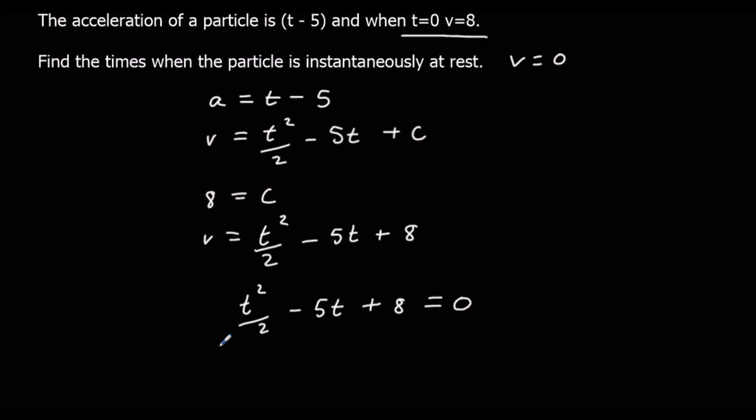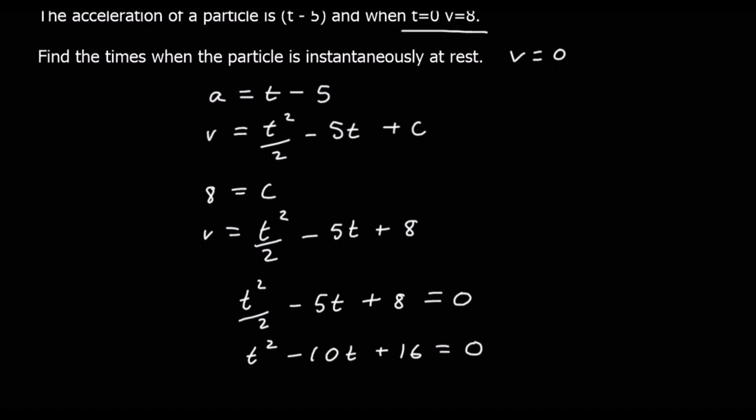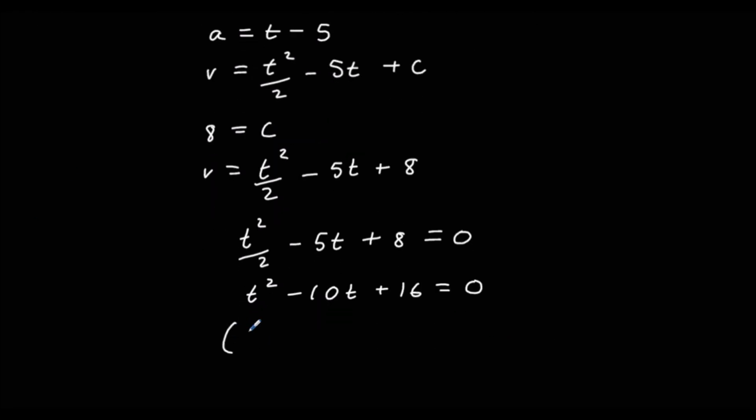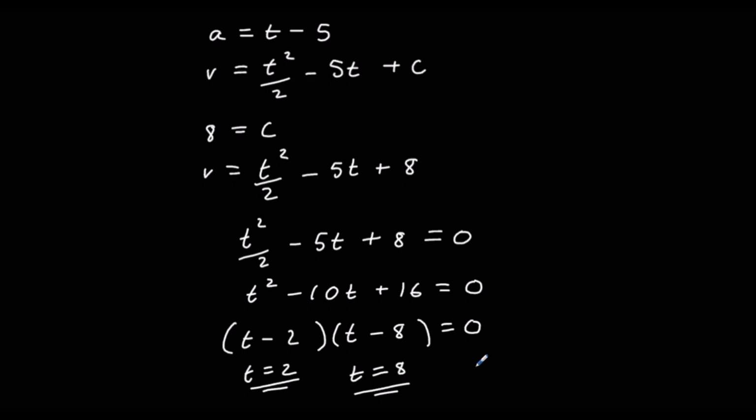Let's multiply through by 2. So t squared minus 10t plus 16 equals 0. And then we'll factorize. So t in both brackets. What multiplies to make 16 and adds to make a negative 10? We have negative 2 and negative 8. So that means t is 2. It's an instantaneous rest when t is 2 and when t is 8.